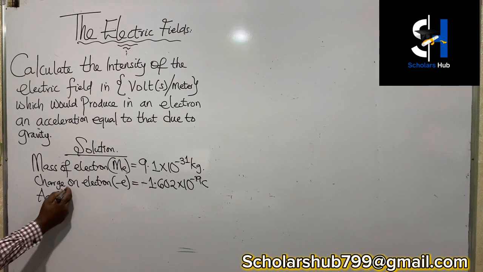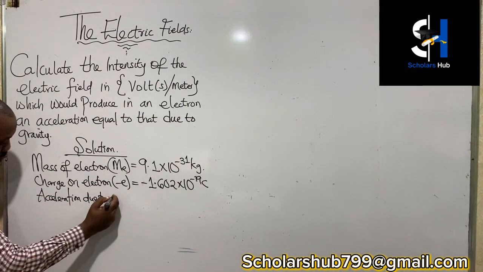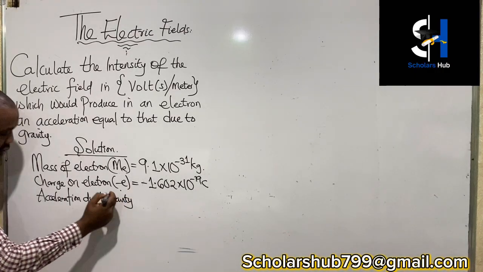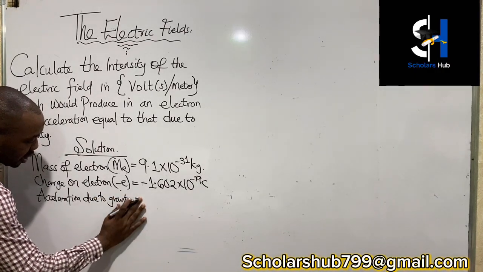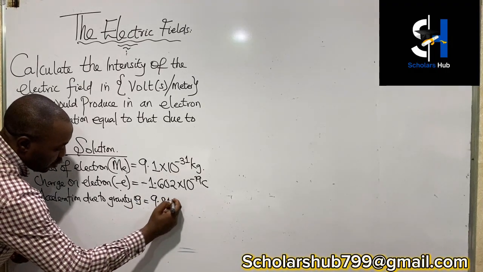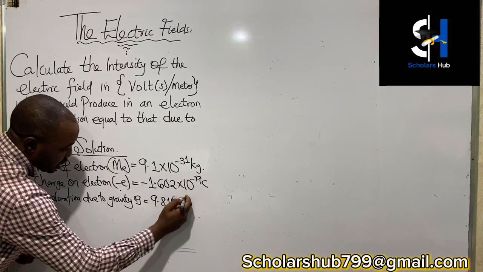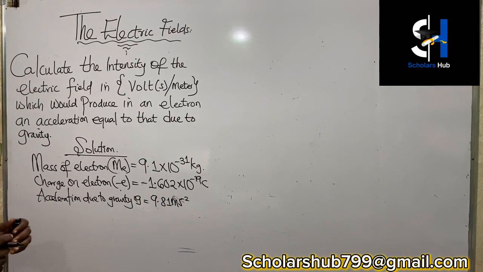So we have the acceleration due to gravity. For acceleration due to gravity, we have that to be what? g, and that is what? We are using 9.81 meters per second squared. That's the magnitude of acceleration due to gravity.